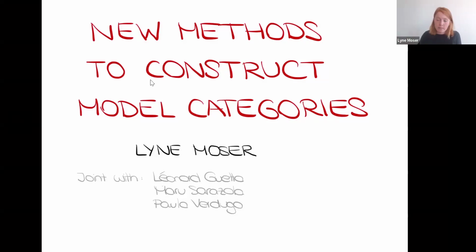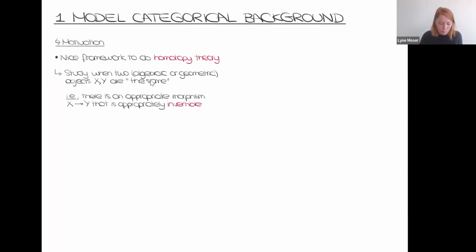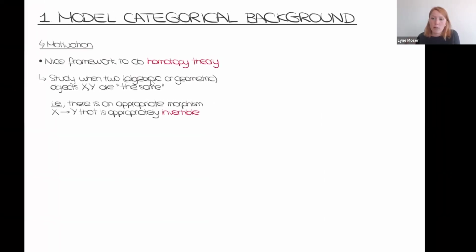Okay, so let me start with some background on model categories. And I want to start with some motivation first. So model categories were introduced by Quillen, and they provide a nice framework to do homotopy theory. And when we do homotopy theory, what we want to do is study when two objects, let's say algebraic or geometric, are the same.